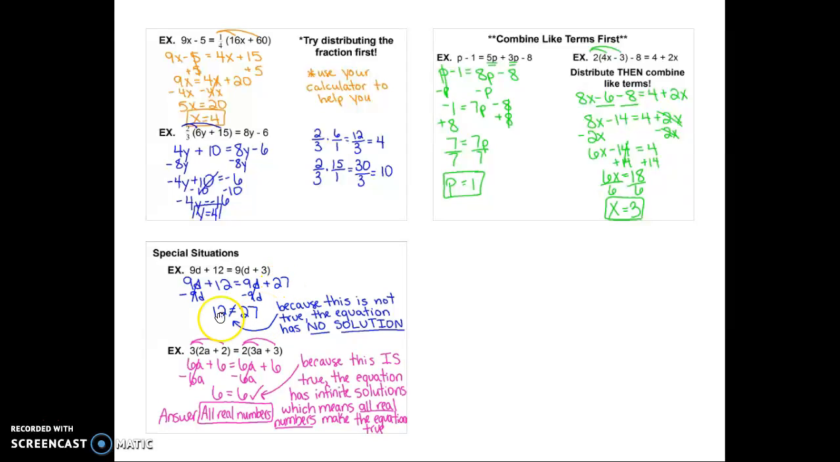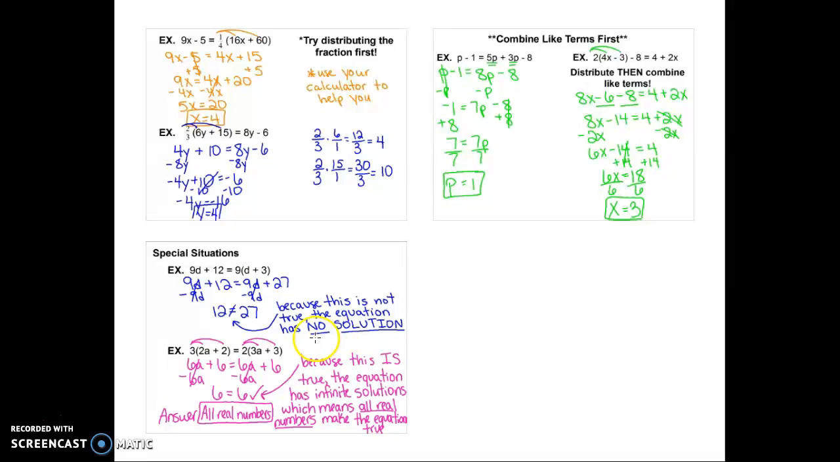Now you need to look at this statement and decide, is this true or false? Is 12 really equal to 27? And it's not. So that's why we put the slash through the equal sign. That means that 12 does not equal 27. Okay, because this statement is false, your answer is no solution.